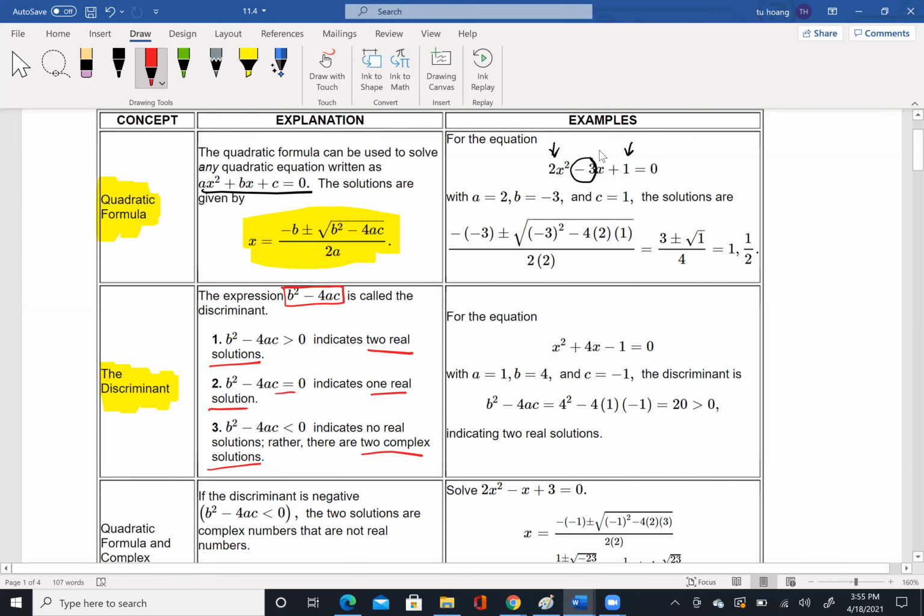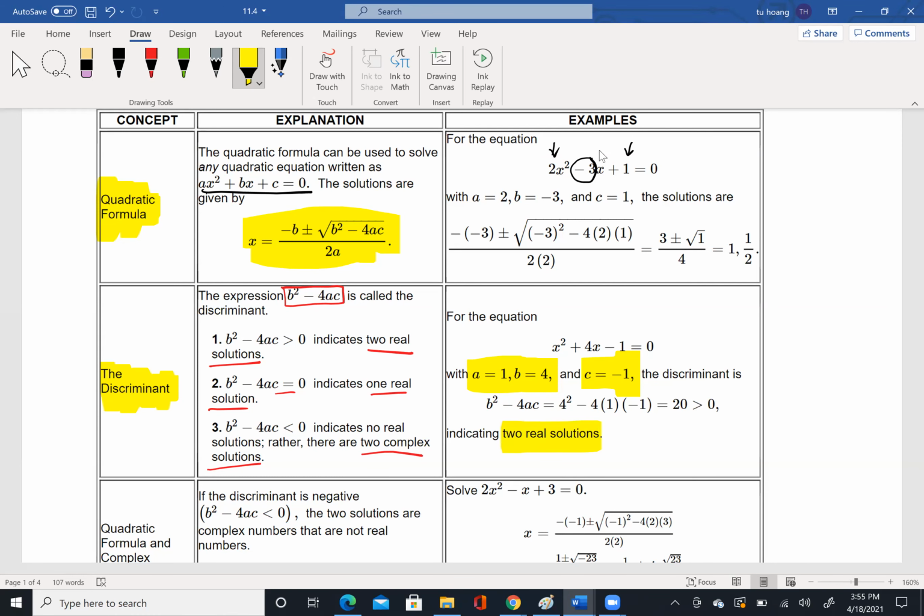For example, take the equation x squared plus 4x minus 1 equals 0. Here a is equal to 1, b is 4, and c is negative 1. Then the discriminant is b squared minus 4ac, which equals 4 squared minus 4 times 1 times negative 1, which is greater than 0. That means it's going to have two real solutions.